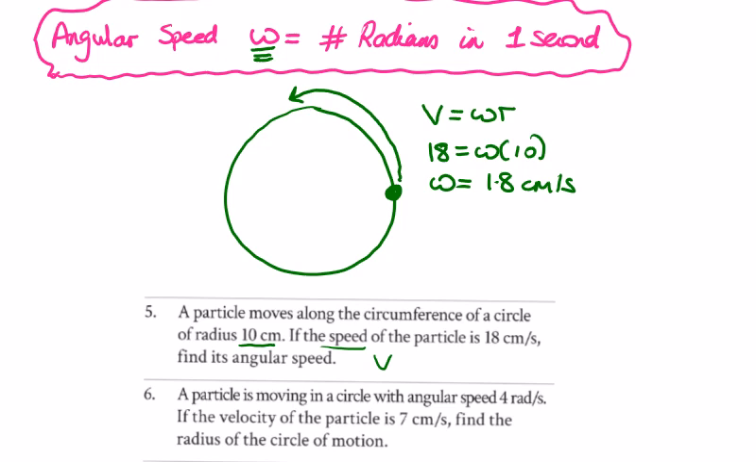And in number 6, we're given a particle moving with angular speed 4 radians a second. Its velocity is 7, find the radius. So 7, the velocity, is equal to the angular speed of 4 times the radius. So the radius is equal to 7 over 4, or 1.75 centimeters.